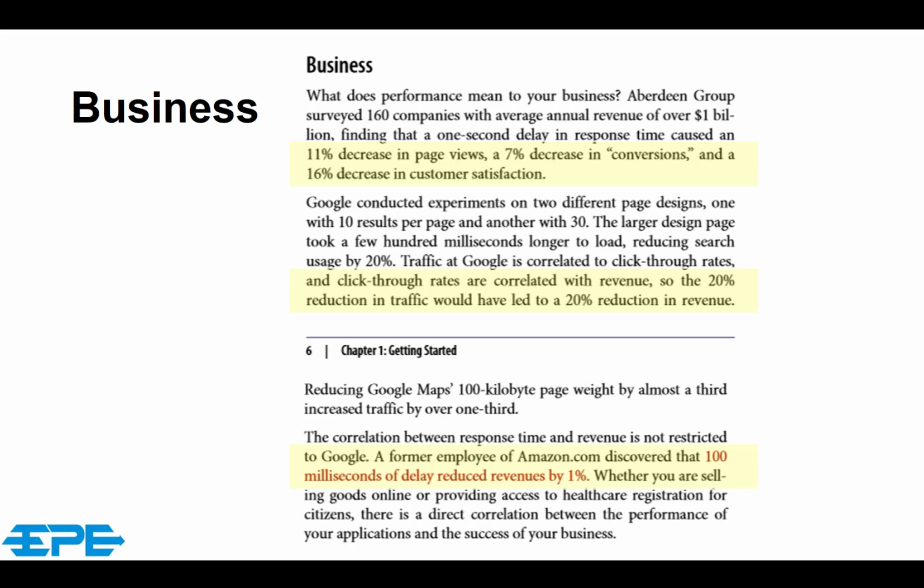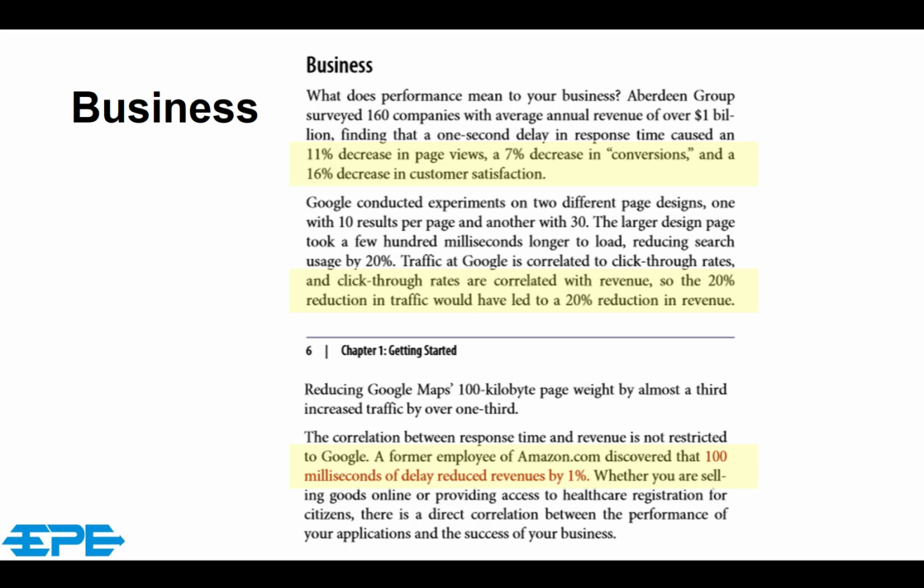You can see these are largely taken from pages 6 and 7, but one of the interesting statistics here is the Aberdeen Group had done a survey of 160 companies. They found that a 1-second delay in response time caused an 11% decrease in page views, a 7% decrease in conversions, and a 16% decrease in customer satisfaction.